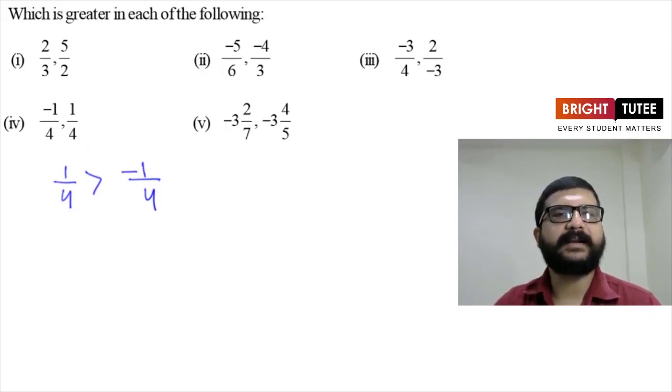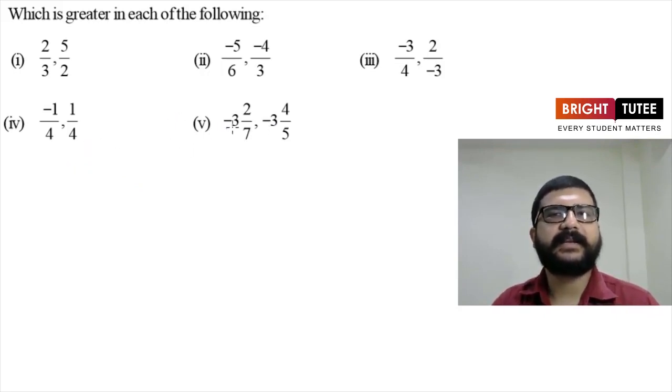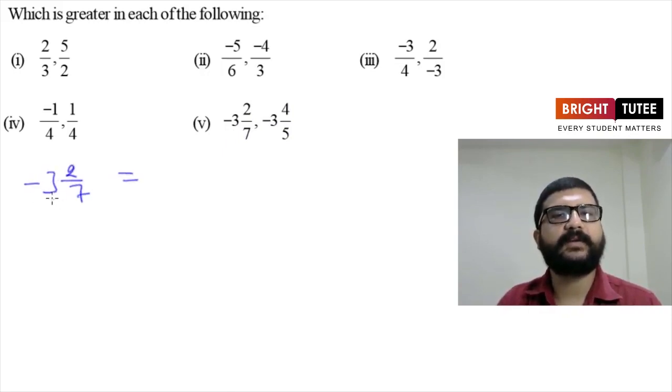Now let's see the next part, the last part of this question. It is minus 3 whole 2 upon 7 and then minus 3 4 upon 5. First of all, let's write them as improper fractions. So the first number is minus 3 2 upon 7. This will be equal to 3 into 7, which is 21, plus 2, that will be 23. So this is 23 upon 7. As it is a negative number, this is also negative. So the number is minus 23 upon 7. And the next number is minus 3 4 upon 5.